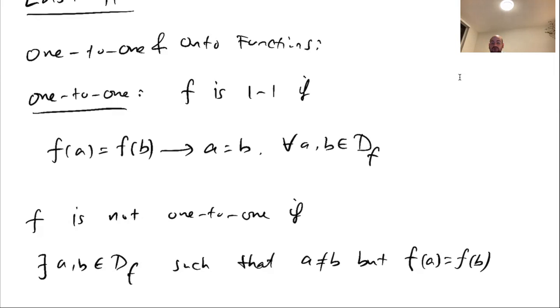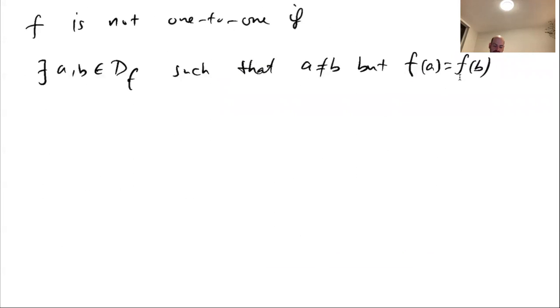But if you want to show that it is one-to-one, then you cannot work with examples. You have to prove in general, meaning that if f of a is equal to f of b for any a and b in the domain of f, then you have to be able to conclude that a is equal to b.